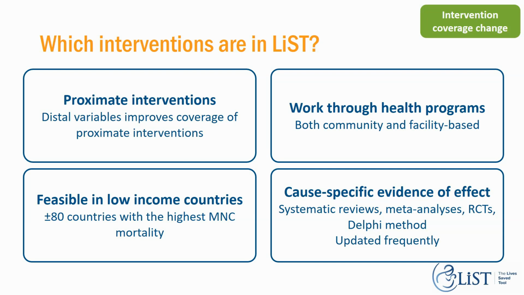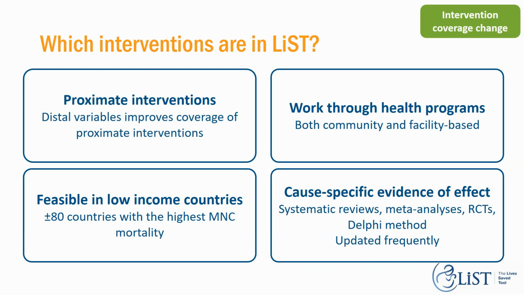The interventions also need to be feasible in low-income countries. So those are the countries in those 80 countries that have the highest maternal newborn child mortality rates. And finally, very importantly, we need to have a cause-specific evidence of effect. So we need to have data, studies, something that supports that there is a link between this intervention and a cause-specific mortality.